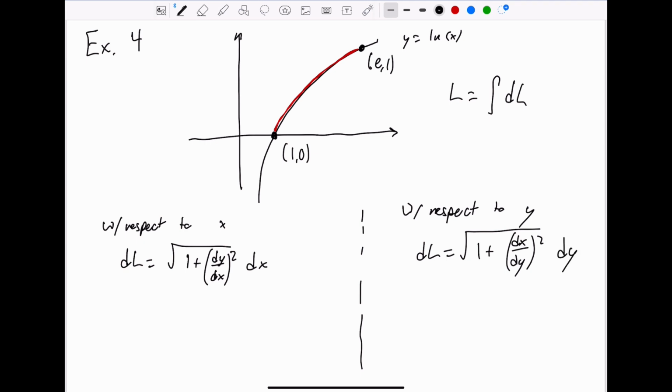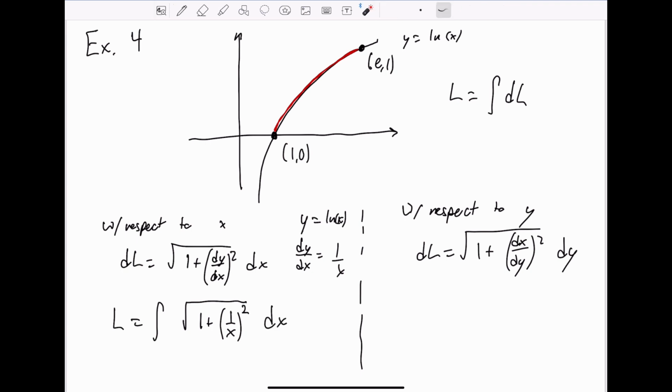All right, first let's integrate with respect to x. We have that y equals natural log of x, so the derivative is 1 over x. So the arc length with respect to x is the integral of the square root of 1 plus dy/dx, we just found that that's 1 over x, squared, dx. The limits of integration here must be x values. They are the x values that give us this portion of the curve, and the x values are 1 and e. So the limits of integration here are from 1 to e. This integral describes the arc length along the curve.